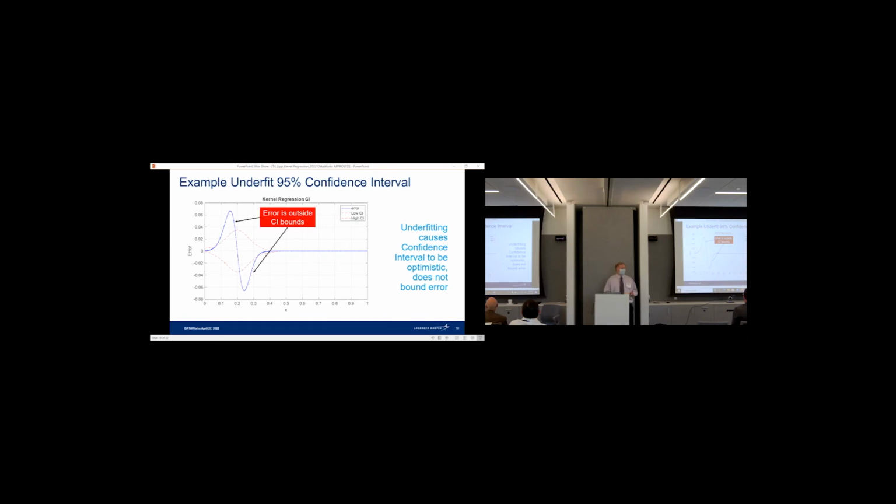The other thing that happens is, in this case, they wanted confidence intervals out of this tool. And when you underfit, your confidence interval bounds don't work anymore because the bias enters into the data. And so your confidence interval bounds aren't actually bounding the error anymore as well.